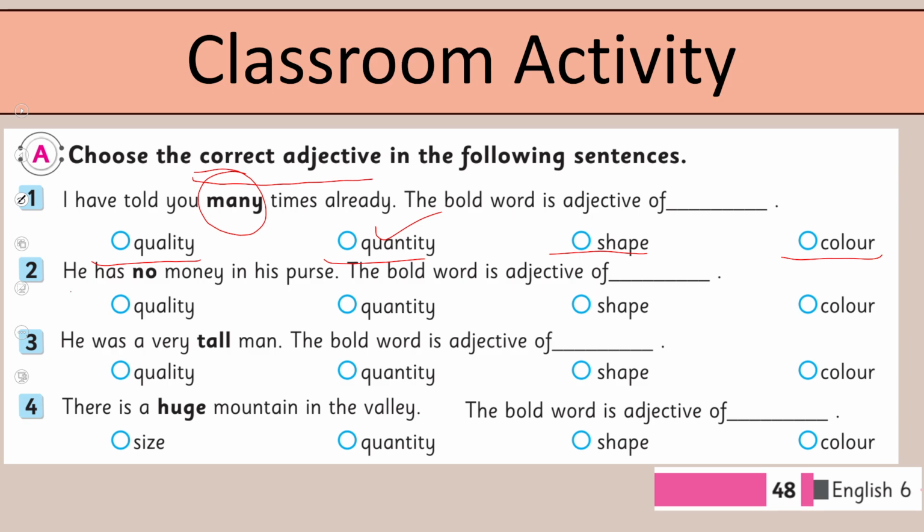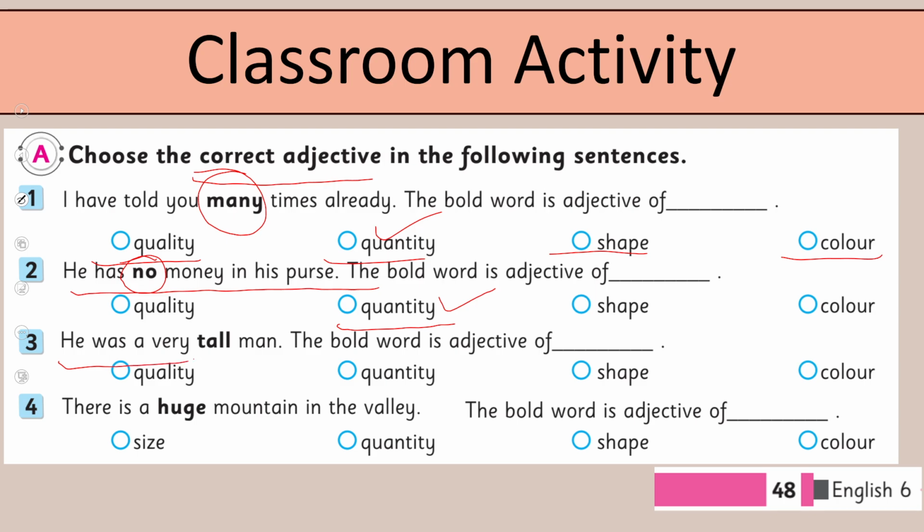Number 2, he has no money in his purse. The bold word here, the word no, is again an adjective of quantity. Yes, because having no money is also describing quantity, which means zero. There's no money, it means it's zero.